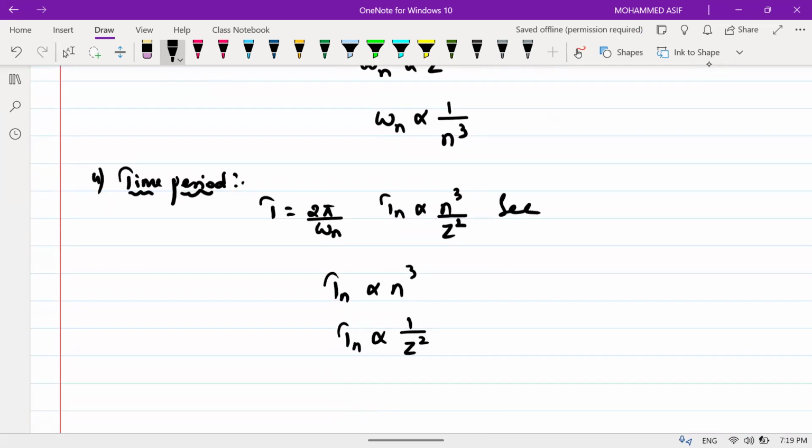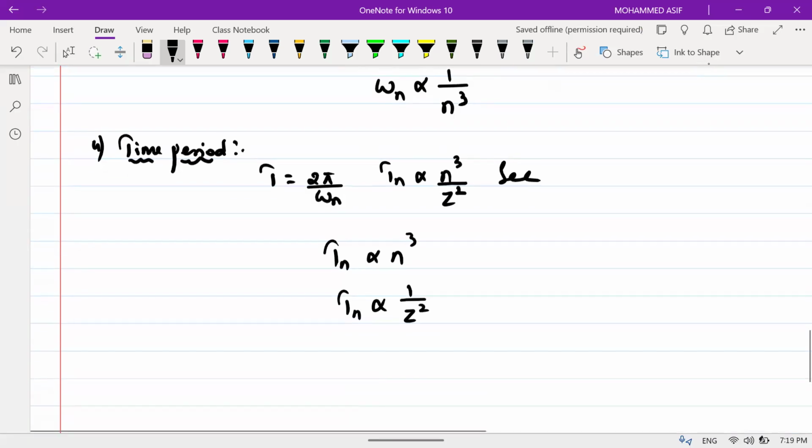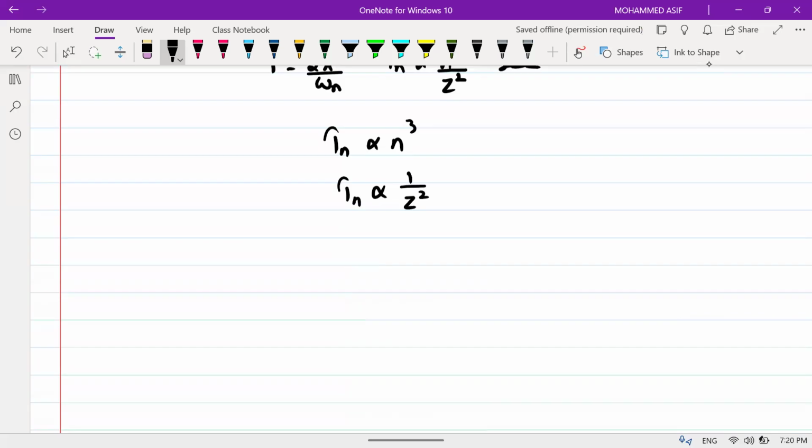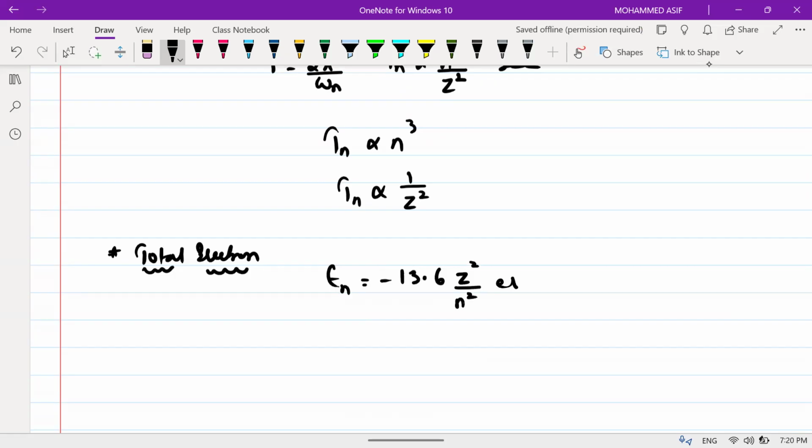Seconds. Once I know the time period, then I can calculate the kinetic energy as well as the potential energy. So I'm writing the total energy right now for this one. Total energy of your electron which is revolving in the nth orbit is the sum of your potential energy and kinetic energy. Total energy of your nth orbit is equal to minus 13.6 into Z square divided by n square. Unit is electron volt. Very important formula.